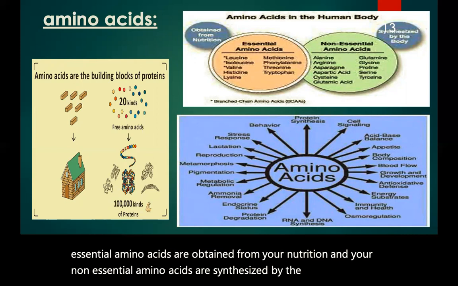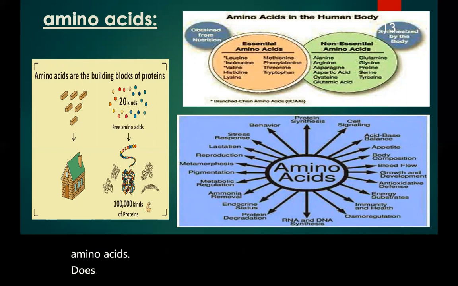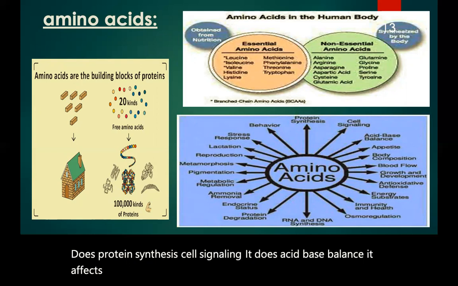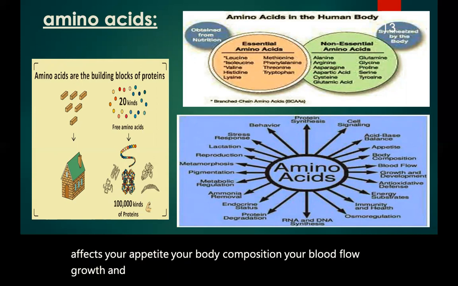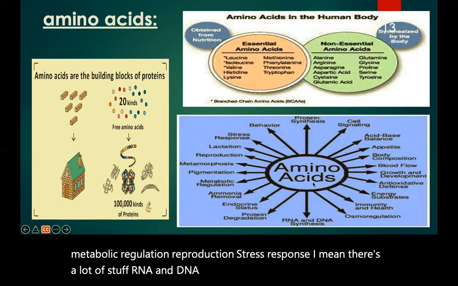And they have such a role in your body. So look at all these things that the amino acids do. It does protein synthesis, cell signaling, acid-base balance, it affects your appetite, your body composition, your blood flow, growth and development, immunity and health, ammonia removal, metabolic regulation, reproduction, stress response. I mean, there's a lot of stuff, RNA and DNA synthesis. All of these things are the functions of the amino acids.